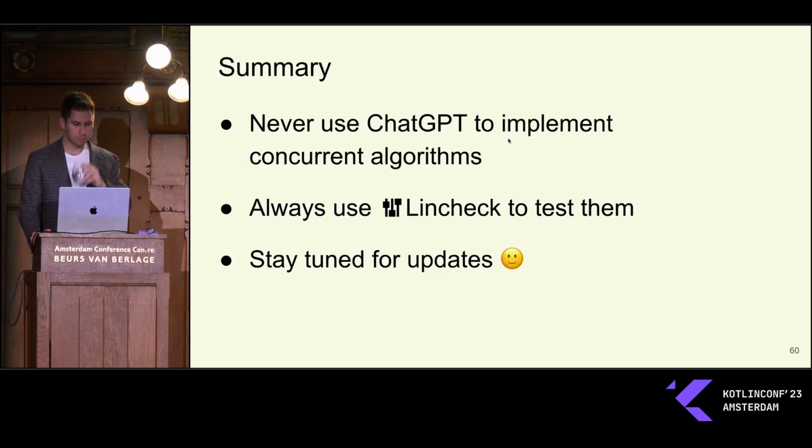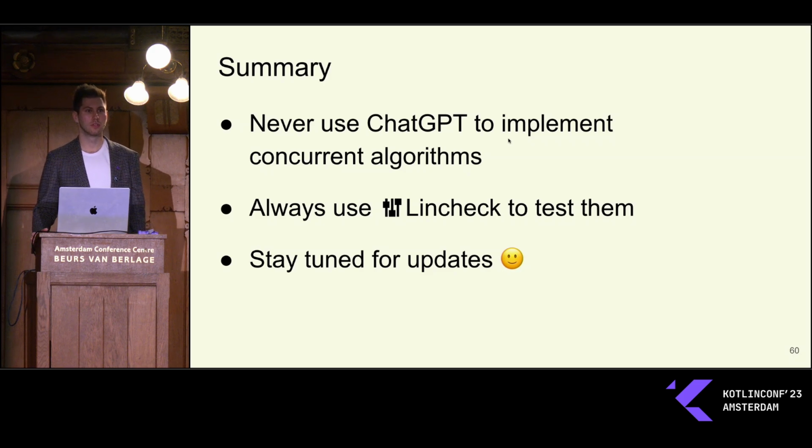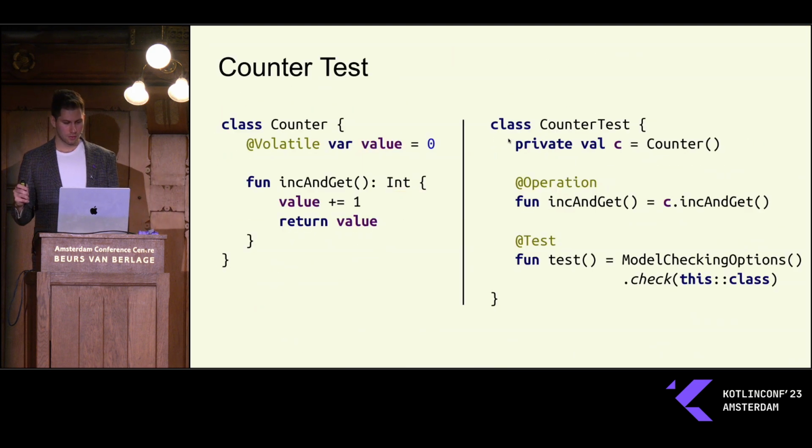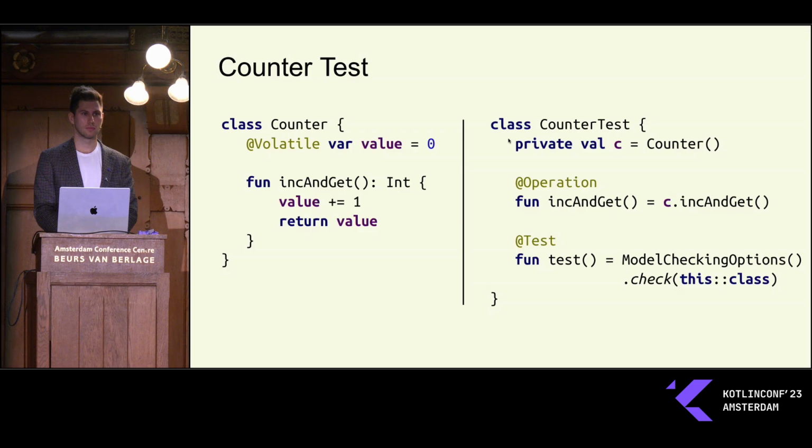Hi. Great talk, by the way. Quick question. How did Lincheck know that the increment and get case was wrong? I mean, obviously we know that it's wrong, but how does it compare to a non-concurrent version, or how do we know that both results being one is incorrect? If you understand the question.